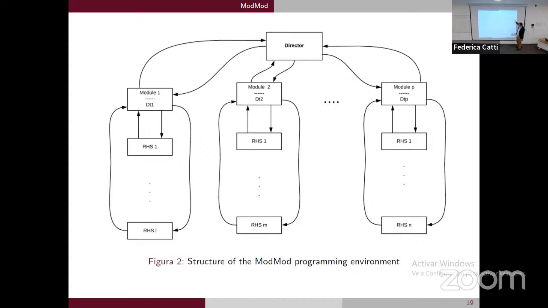This is the structure of how ModMod works. To each of these systems, we assign a module. This module has the information of the time scale in which we hope that the system will be solved. And to the module is connected each of the right-hand sides of the system. And we do this for each of the ODE systems. All of the modules are connected to a principal module called the director. And the director has information on the order in which the other modules will run, the final time that we want to reach, and the director saves the record of all the state variables.